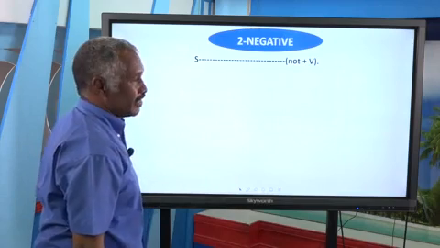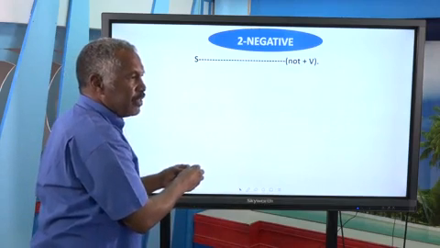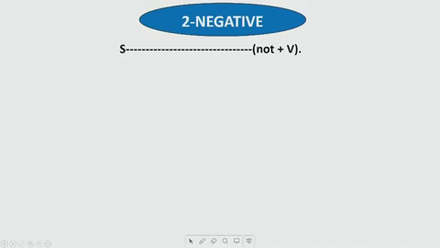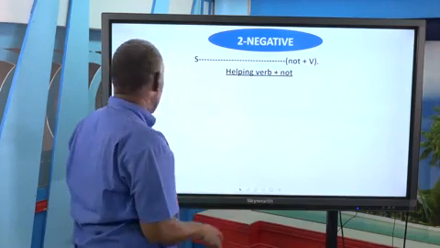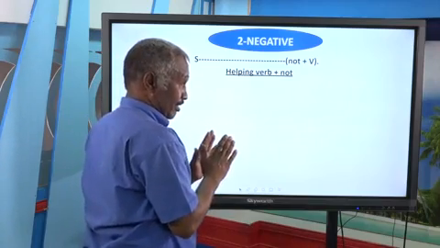Now the negative sentence. For the negative sentence, the same rule as the affirmative sentence, only we add not to the helping verb. And don't forget, we say that here the helping verb in present continuous and past continuous is is, am and are, and was and were in the past. In present simple and past simple, do and does in present and did in past. For perfect, have and has, and had for past perfect. For future we use will, okay.